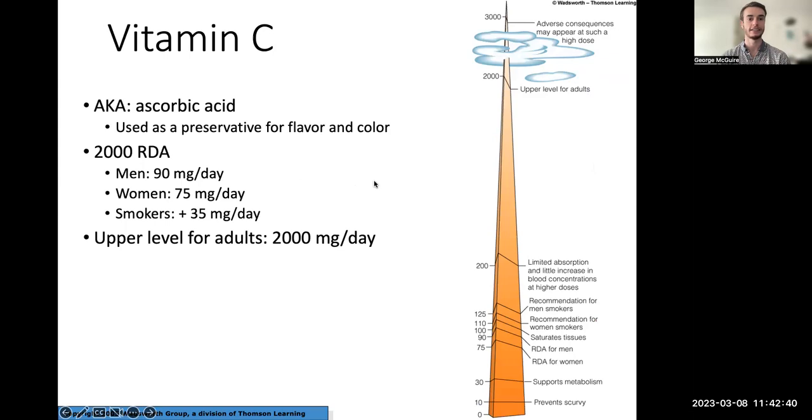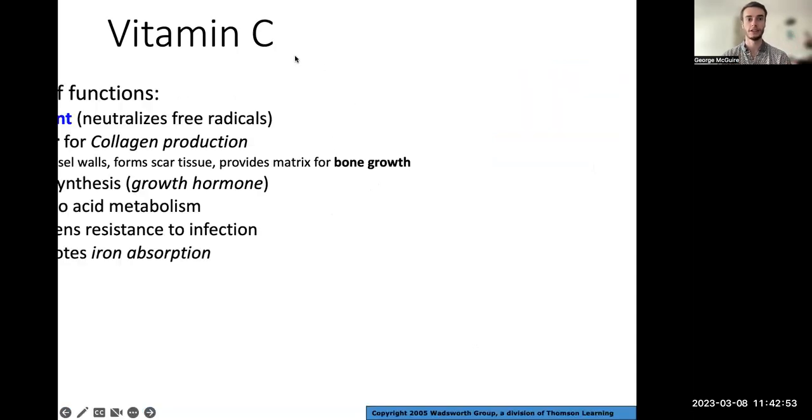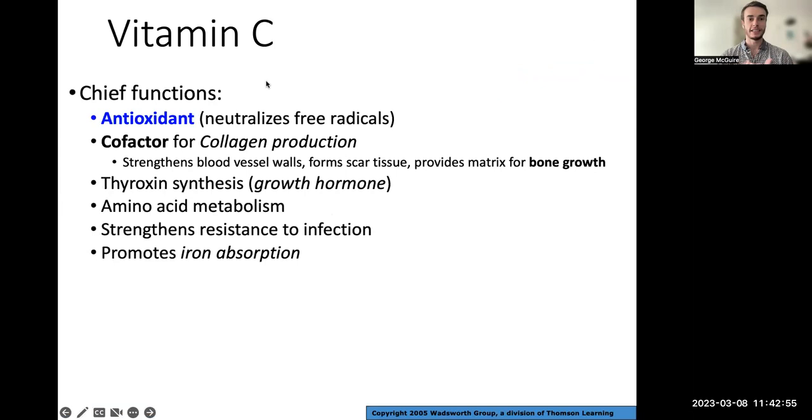Vitamin C has varying RDAs. Men typically have a higher RDA, but with smokers, regardless of sex, just that one activity of smoking means you're going to need more vitamin C to help with the respiratory damage as a result. So vitamin C has a wide range of functions that it performs. First off, as an antioxidant, neutralizing those free radicals, but it's also a very important cofactor for collagen production.